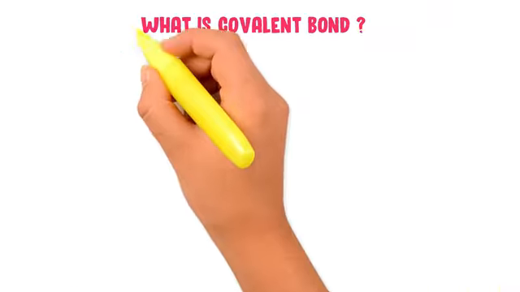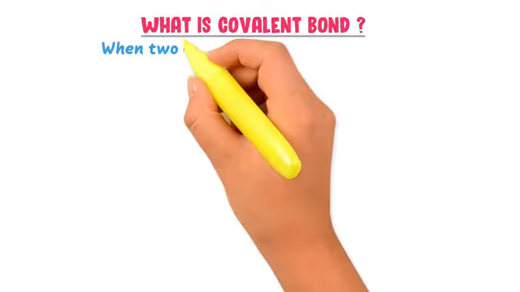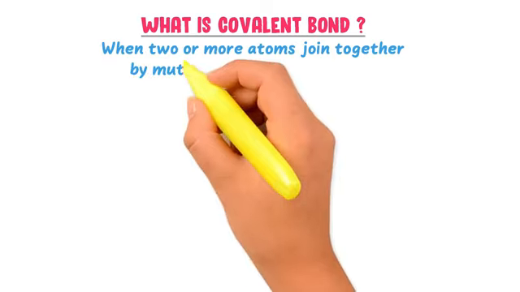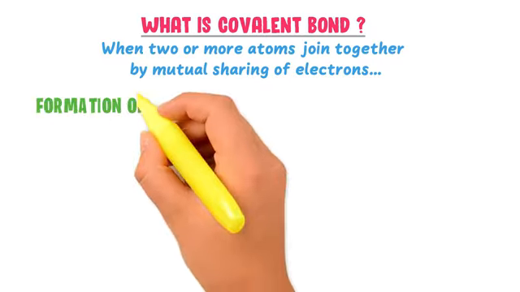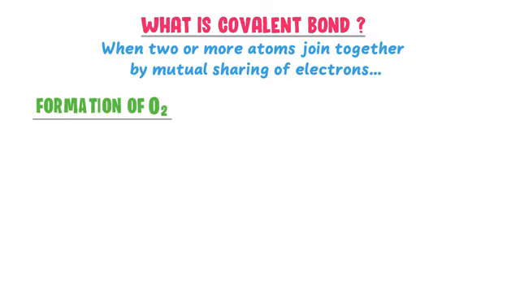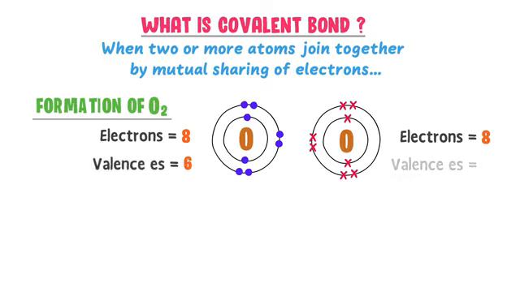Now, what is a covalent bond, or how do we define a covalent bond? Well, when 2 or more atoms join together by mutual sharing of electrons, it is called a covalent bond. For example, consider the formation of oxygen gas. Here, let me write one oxygen atom and another oxygen atom. We know that the total number of electrons in a single oxygen atom is 8. In the valence shell of an oxygen atom, there are 6 valence electrons.